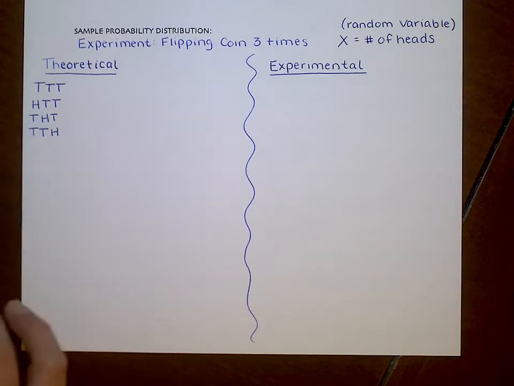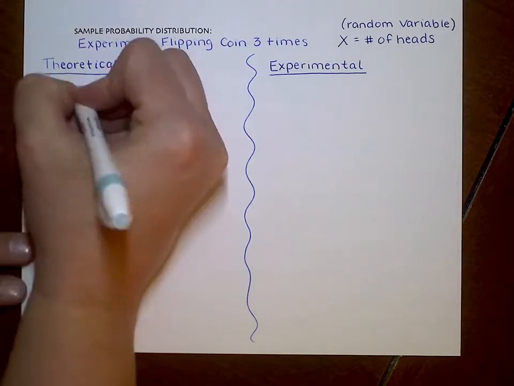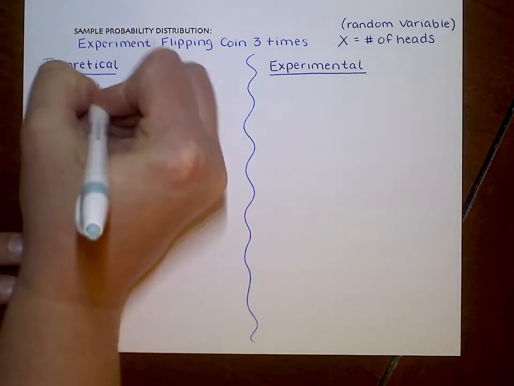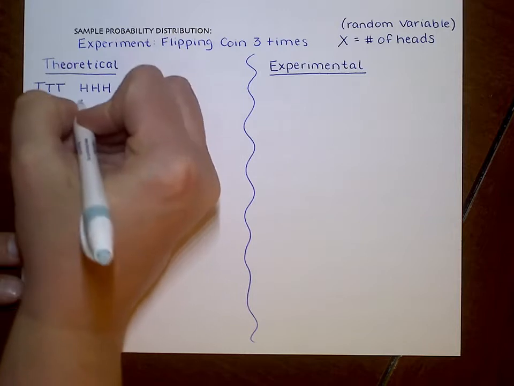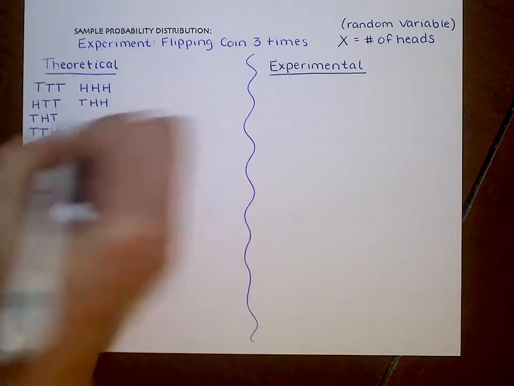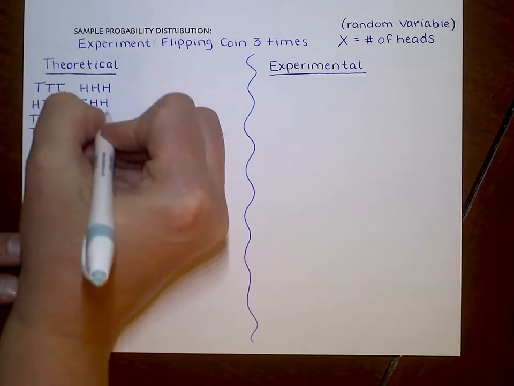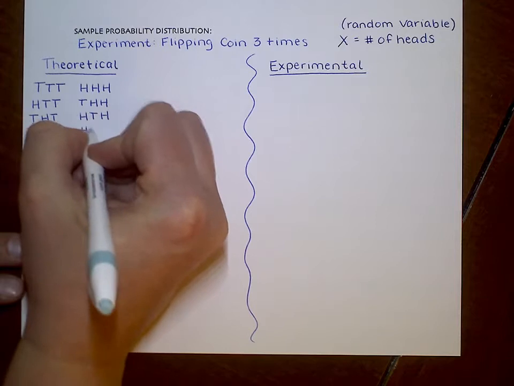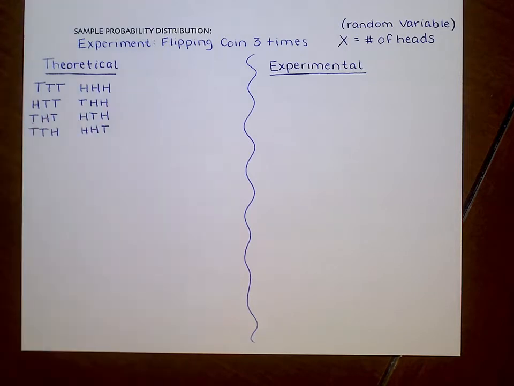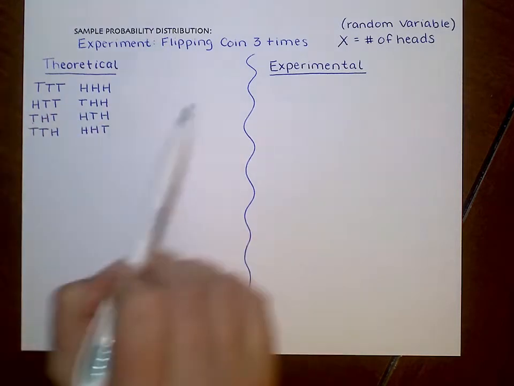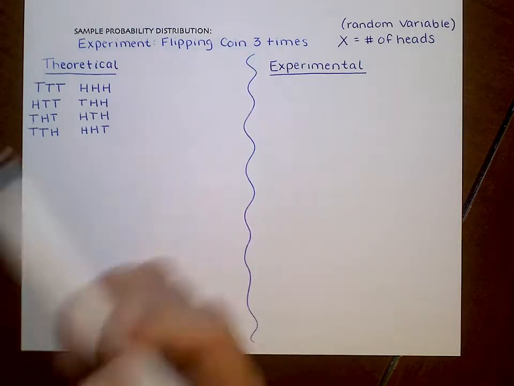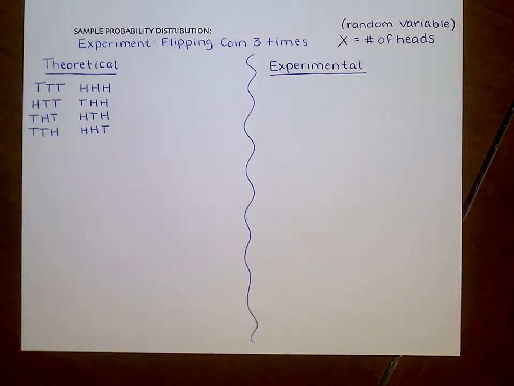And then what I can do from there is duplicate this by just swapping out heads and tails. So the flip side to getting 3 tails would be 3 heads. Here I could get tails, heads, heads. Here I could get heads, tails, heads. And here I could get heads, heads, tails. And that should be all of my possibilities. By the way, I know there's 8 possibilities because 2 times 2 times 2 gives me 8 different combinations that I could make. Okay, so theoretically, here is my sample space. These are all of the things that could happen.